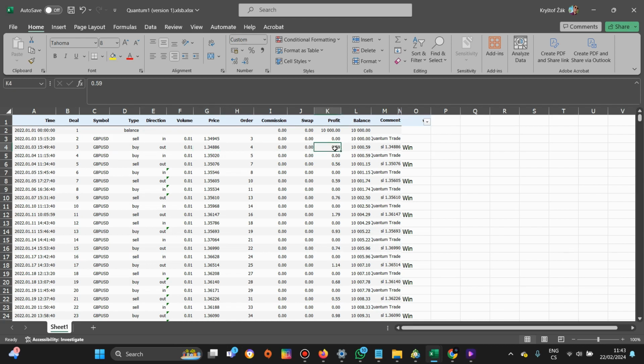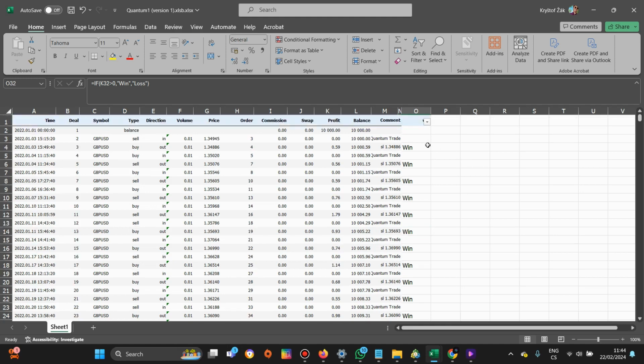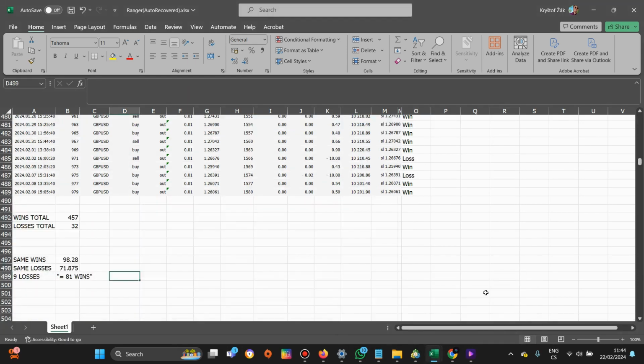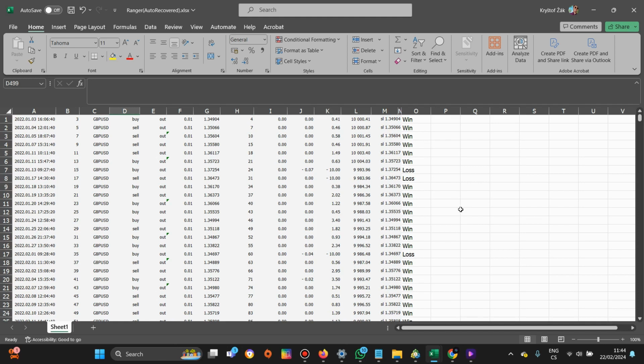This is what I was interested in, because based on this profit factor I assigned either win or loss values to each of the positions, so I could see which of these positions were winning and which were losing. And I did the same thing for my EA. So here is the data for all of my positions.